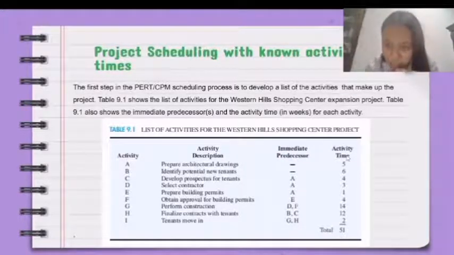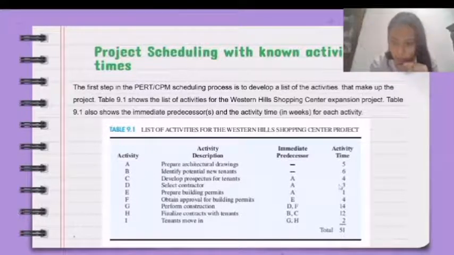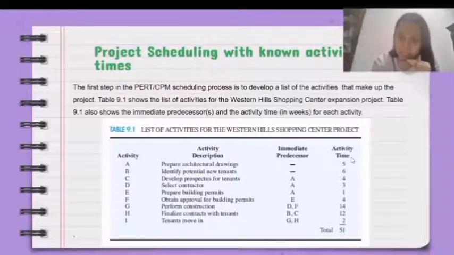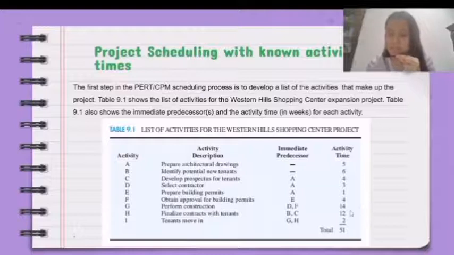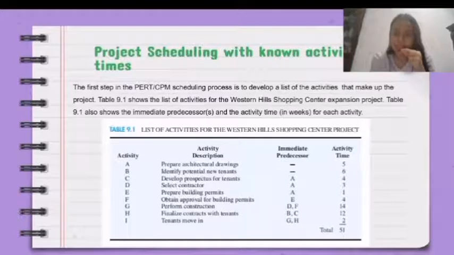While the last column is the activity time, or the total time required to finish each activity. For example, activity A takes 5 weeks to complete, activity B takes 6 weeks, activity C takes 4 weeks, and so on. And if we add all the activity times from activities A to I, we get a sum of 51 weeks. In other words, the total time required to finish the project of providing rooms for 8 to 10 new businesses is 51 weeks.